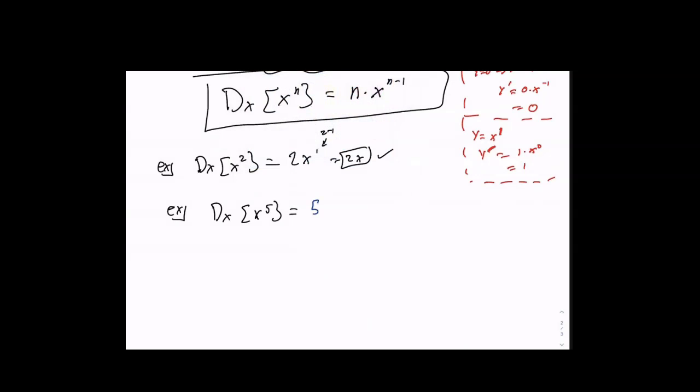Five x to the first. Let's say it equals 5x. What is the derivative? 5x to the fourth power. To the fourth power. Five minus 1. Interesting.